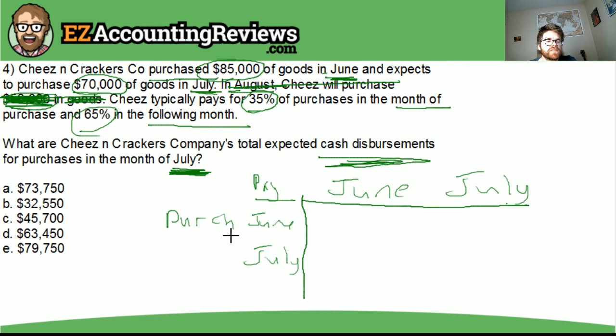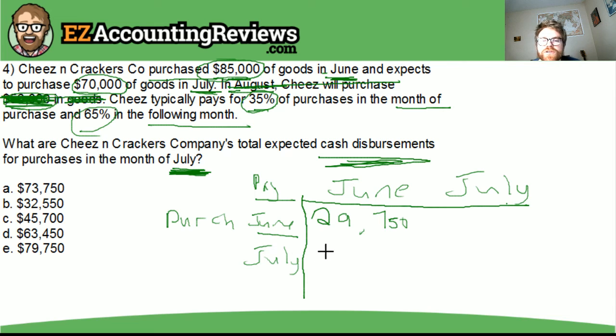So the question is how much of your purchases in June right here will be paid out in June? That's the question. And we know that. It's 35%. You purchased $85,000 in June. So we know that 35% of that will be paid out in June. Let's do 35% times 85,000. And you get a number, and that number is weird. It's 29,750. Okay. Now that's what you pay out in June.